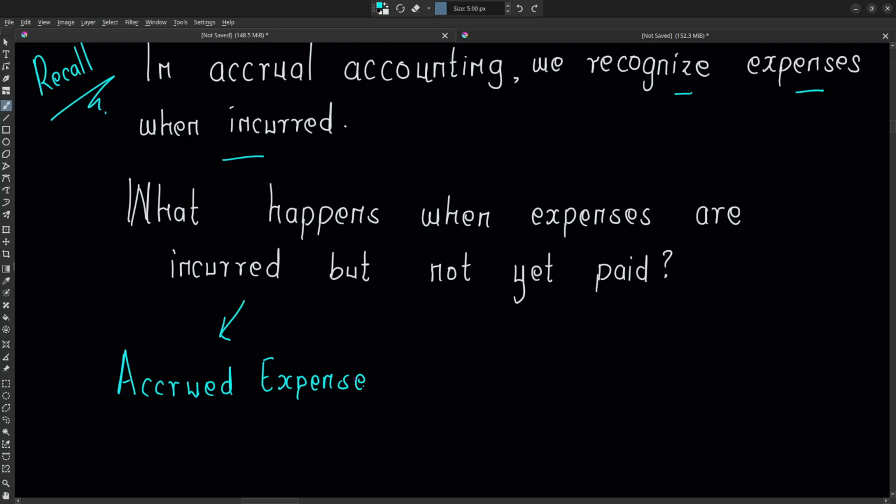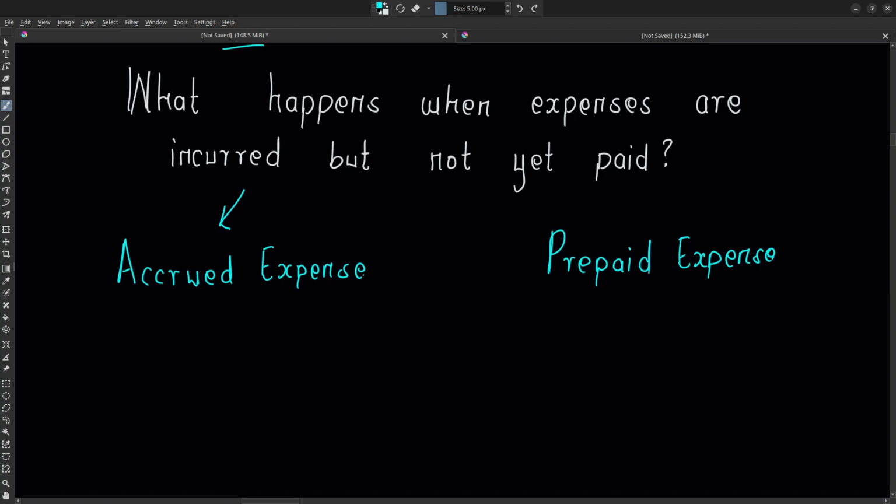So recall, in our previous video, we talked about prepaid expense. You can check it out, okay? Basically, these are two items that are opposite of each other. And accrued expense is categorized as a current liability. Why? You have incurred something, meaning you've already received the benefit, but you've not paid for it. So that is a current liability.